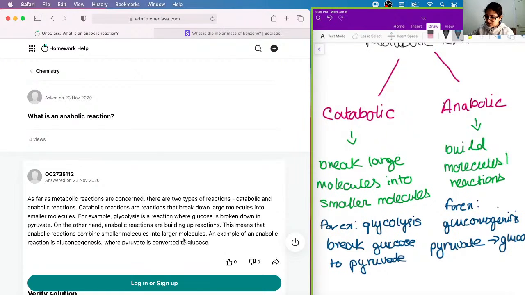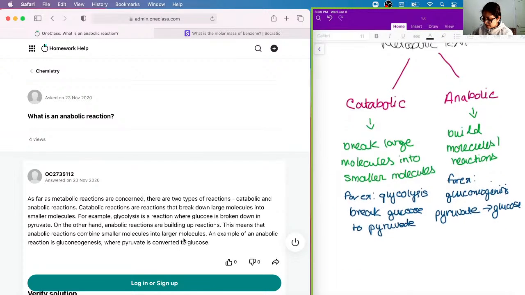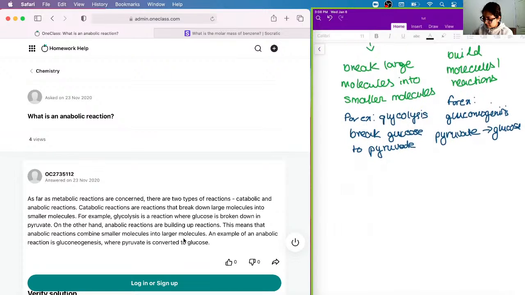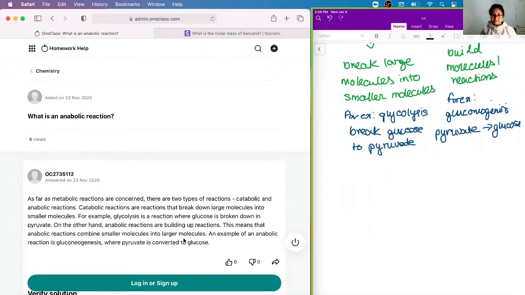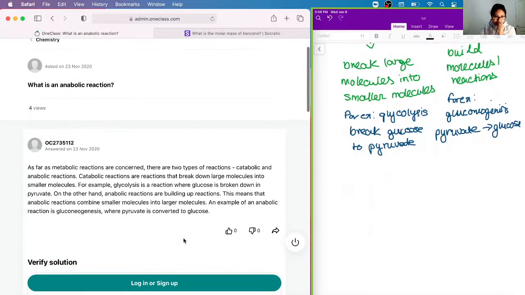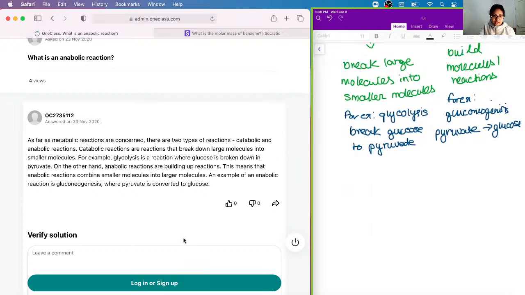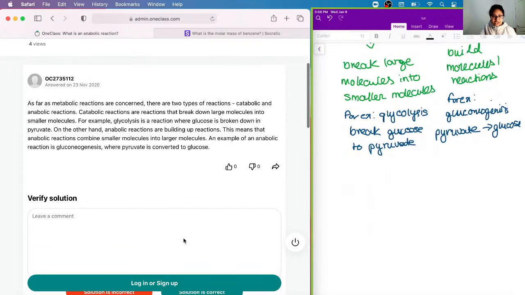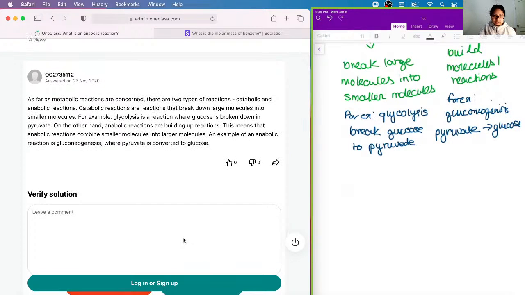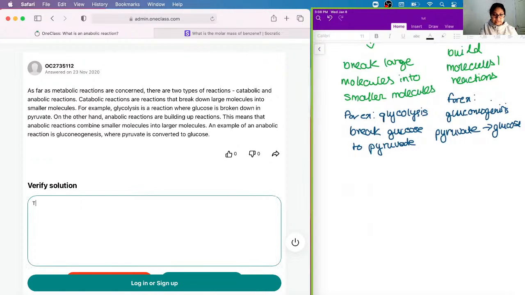But mainly, if we're talking about anabolic, this is where you build molecules. And so this is what they're saying: anabolic reactions are building up reactions. They combine smaller molecules into larger molecules. And so the solution.